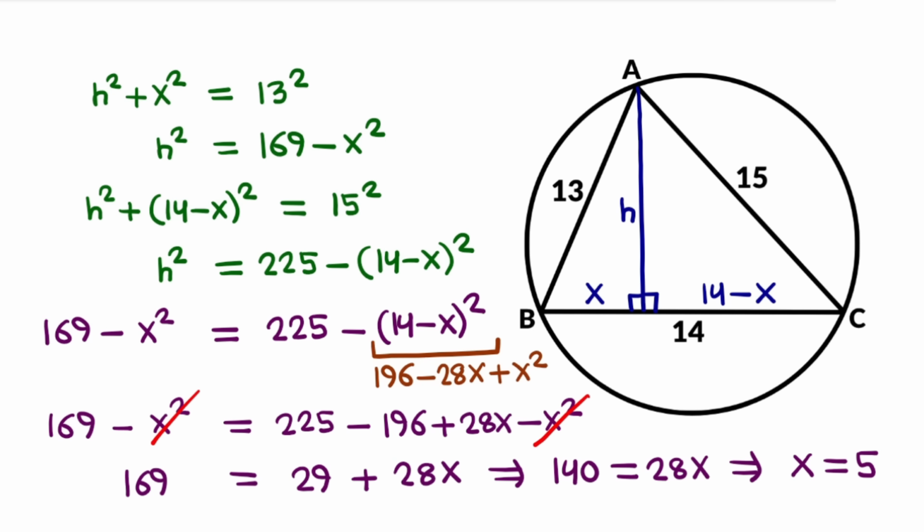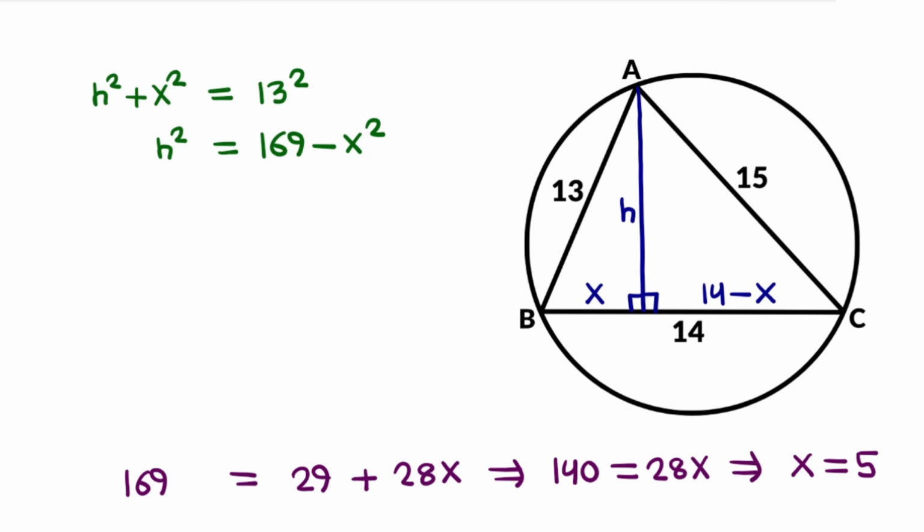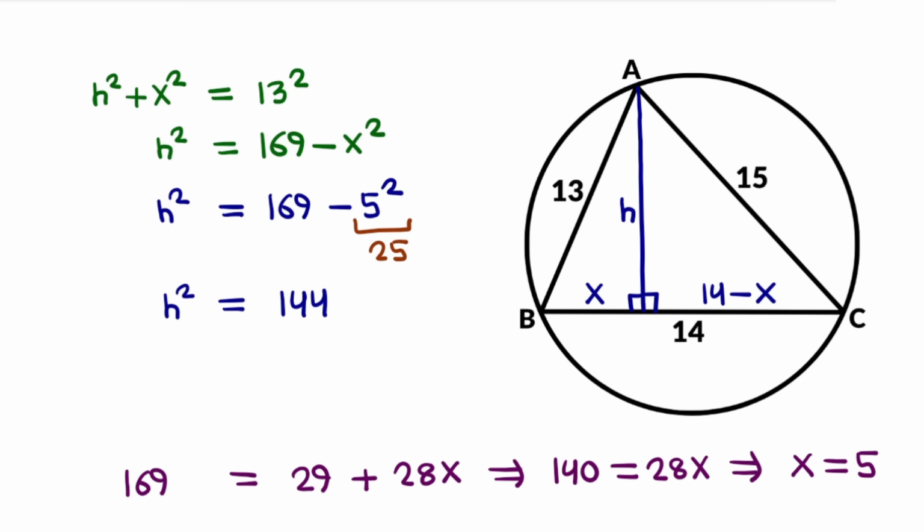Now let's find h. Substitute x equals 5 into our earlier equation. H squared equals 169 minus 5 squared. 5 squared is 25, and 169 minus 25 equals 144. So h squared equals 144. Taking the square root gives h equals 12. Great! We now know the altitude of the triangle is 12. But the puzzle is asking for the radius of the circle.